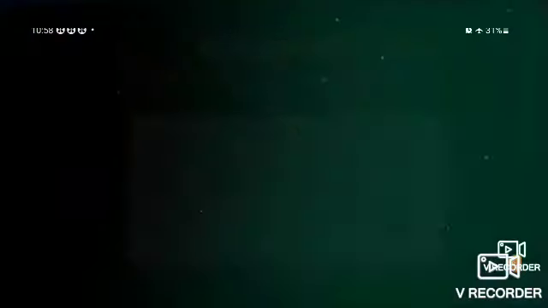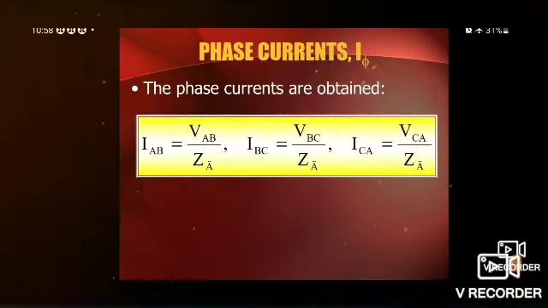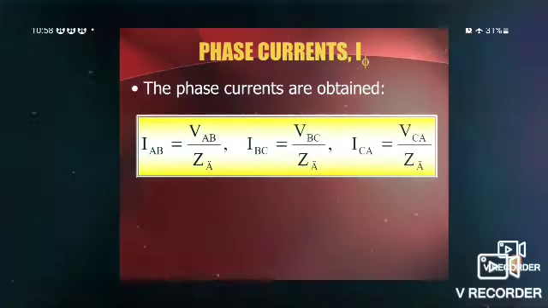See the diagram. Therefore, IAB equals VAB by ZA, IBC equals VBC by ZA, ICA equals VCA by ZA.